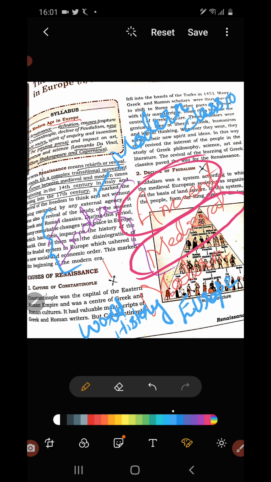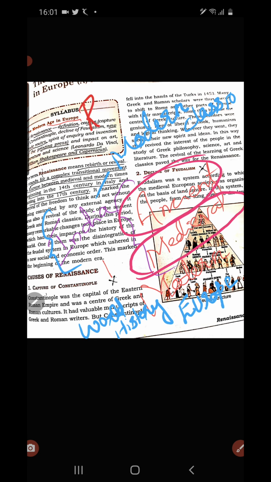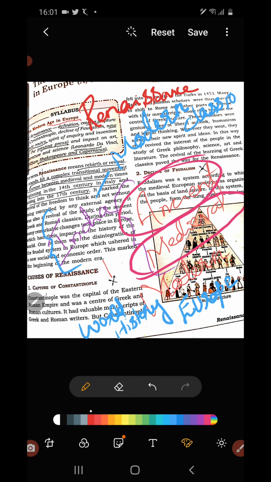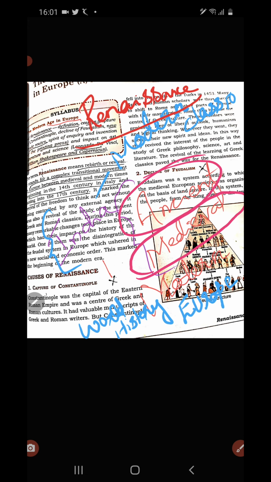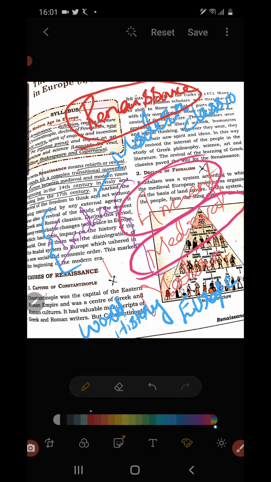Okay, so modern age in Europe, and mainly the topic we have to study is Renaissance. The main topic is Renaissance. This is the topic that we have to study, Renaissance. So in the modern period in Europe, the major change which took place is the Renaissance. Then we have to study what is this Renaissance.